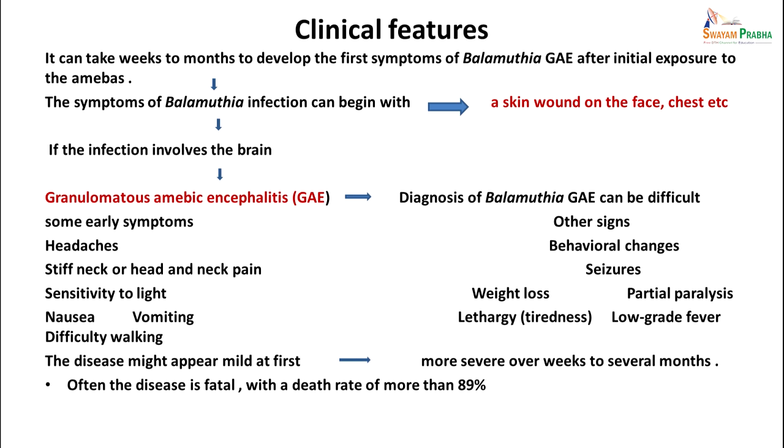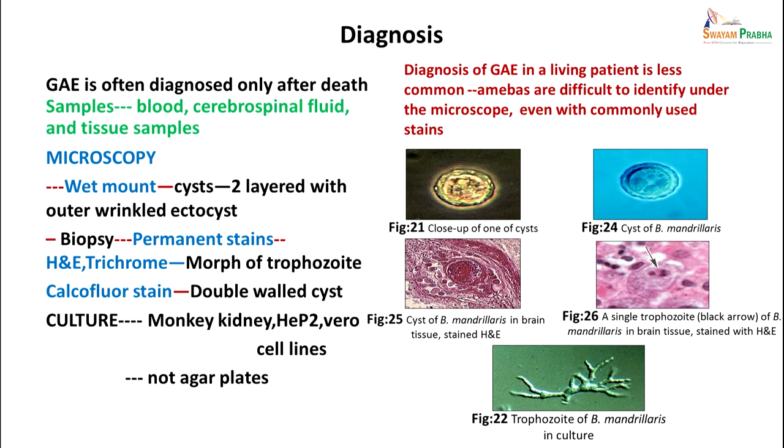As far as the clinical features are concerned, it can take weeks to months to develop. The first symptoms could develop on exposure to amoebas. They can begin with a skin wound on the face, chest, or anywhere, and later the infection involves the brain. The patient could present with amoebic meningoencephalitis. From early stages, the patient might have headache, stiff neck, sensitivity to light, nausea, vomiting, difficulty in walking, or other behavioral signs, weight loss, partial paralysis, tiredness, and low grade fever. All these symptoms should be looked into closely if a patient gives a history of contact with these amoebae. The disease is fatal, and death occurs in more than 89% of cases.